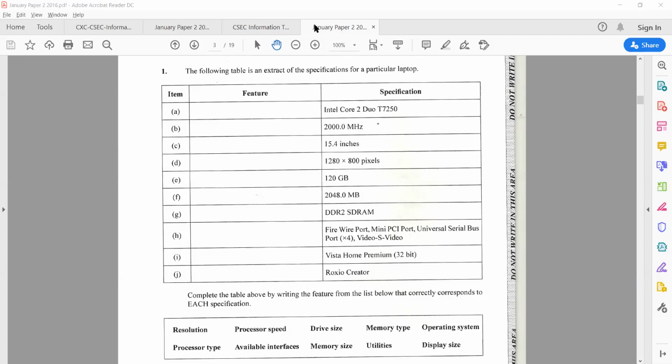So what will be the feature for that specification? Intel Core 2 Duo T7250. Correct, right? So I'm matching the processor type. What about 2000 megahertz? That's the processor speed. Right, so 2000 megahertz is the processor speed.